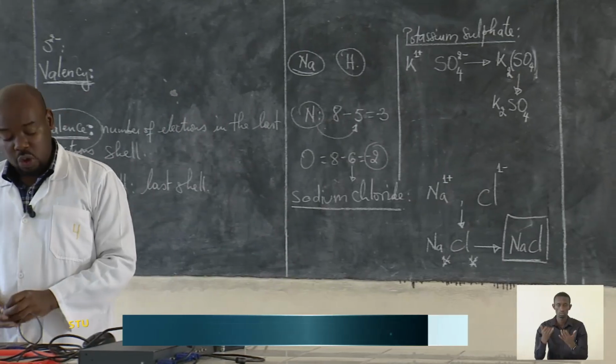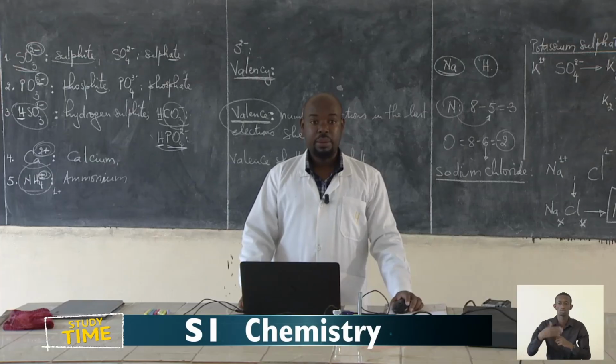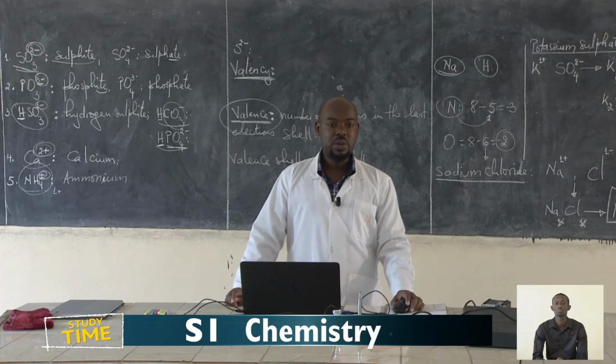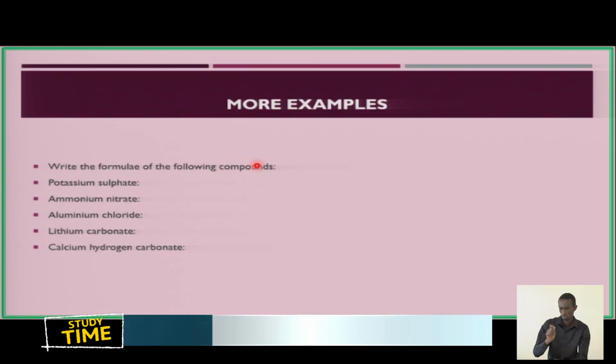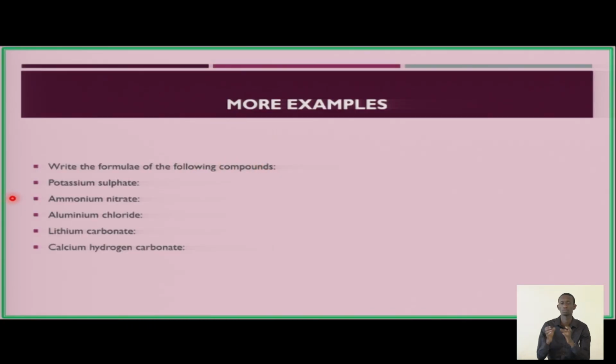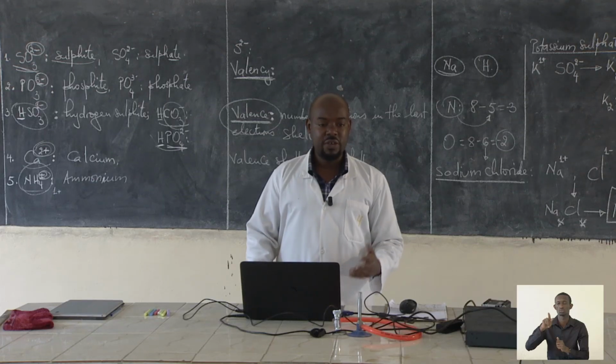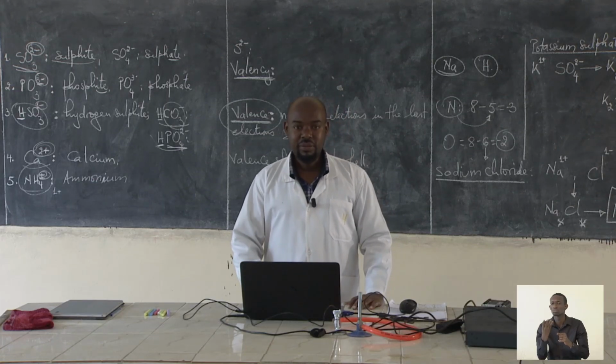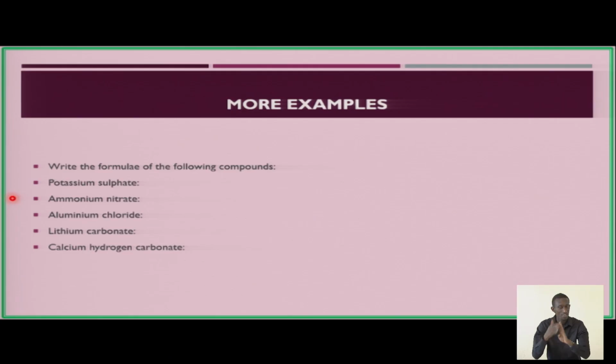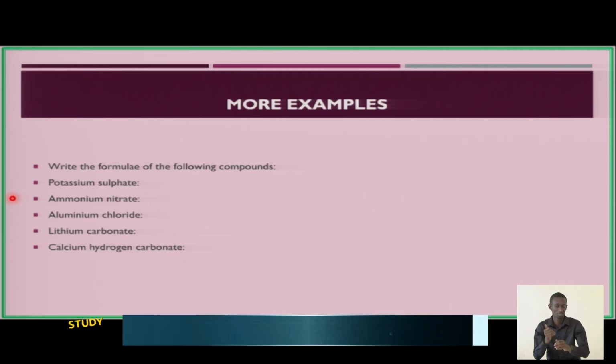Now, let's go to more examples. Write the formula of the following compounds. Potassium sulfate. You are so lucky. I've done it for you. Potassium sulfate, the first one. Now you try the second, the third, fourth, and fifth. Hurry up, time is running too fast.